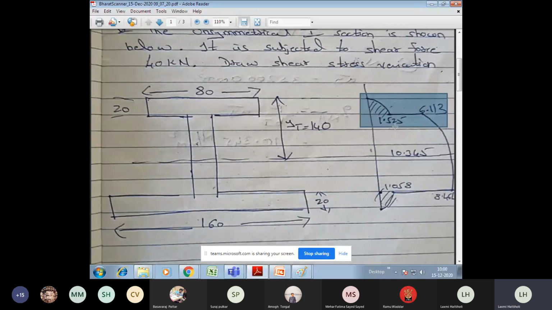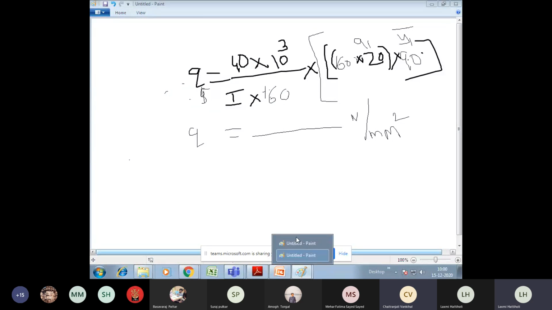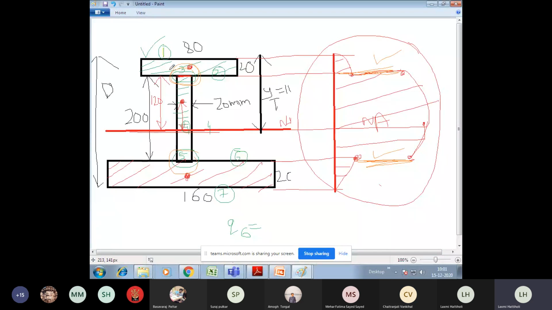Is this understood to you? Yes. You can observe it here, this junction. Here it was, this is the point and this is the point. Abruptly the stress has increased at the same line. So the junction should always be designed critically. Okay, so this is about the I section.